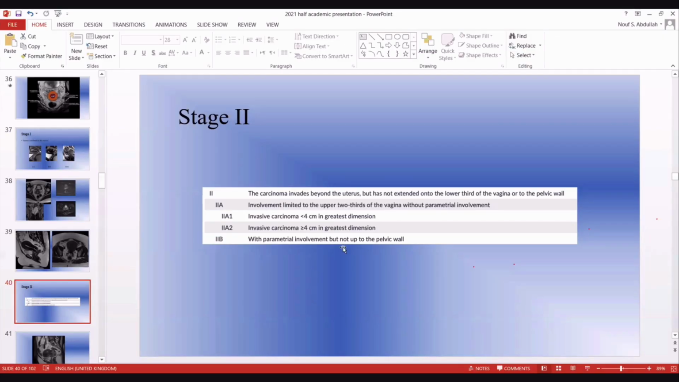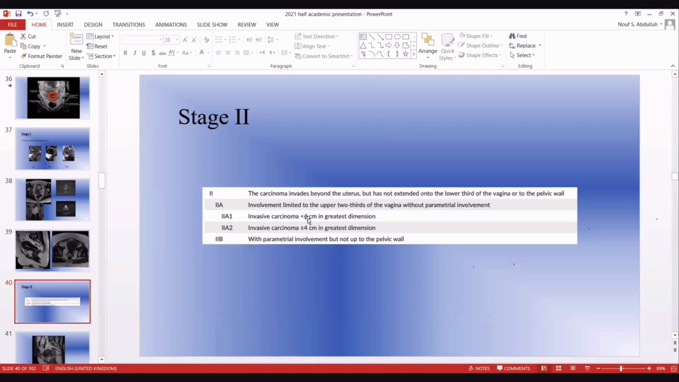To be or not to be? If it's 2B, it means it's non-surgical. If it is less than 2B, it means it is surgical. What's the definition of stage 2? The definition of stage 2 is when the cancer invades beyond the uterus, however, did not extend into the lower third of the vagina or the pelvic side wall. If it extends into the lower third of the vagina or pelvic side wall, then I'm dealing with stage 3.